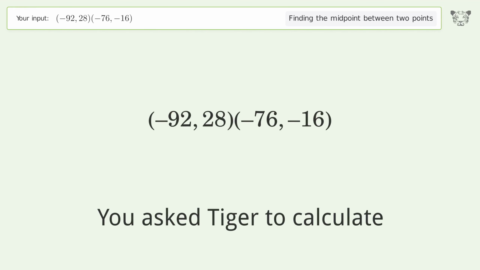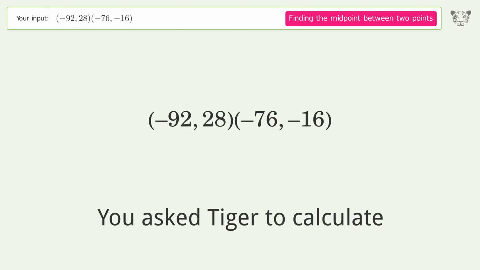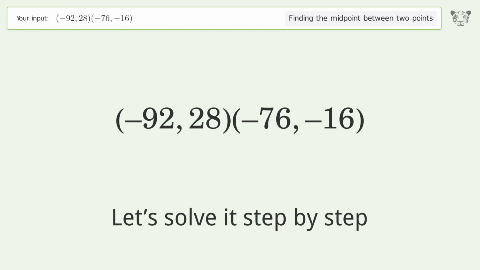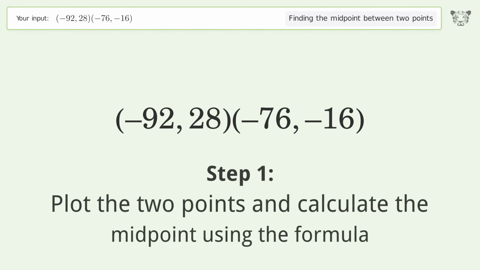You ask Tiger to calculate. This deals with finding the midpoint between 2 points. The midpoint between the 2 points is negative 84, 6. Let's solve it step by step. Plot the 2 points and calculate the midpoint using the formula.